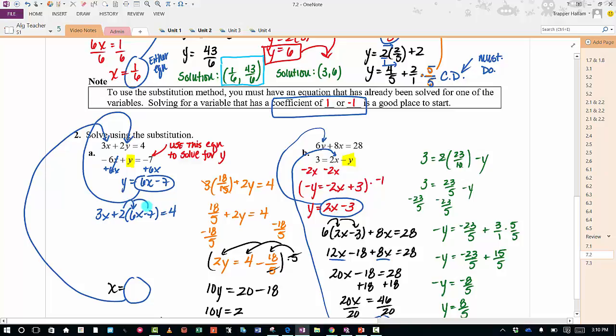Distributive property, right? Multiply that out. 3x plus 12x minus 14 equals 4. Combine like terms. So I get 15x minus 14 equals 4. Add 14 to both sides. 15x equals 14 plus 4 is 18. Oh, you ready? Here's where it gets ugly. Divide by 15. That's the last thing we have to do. So we find out that x is equal to 18/15. Yes, you have to deal with that.